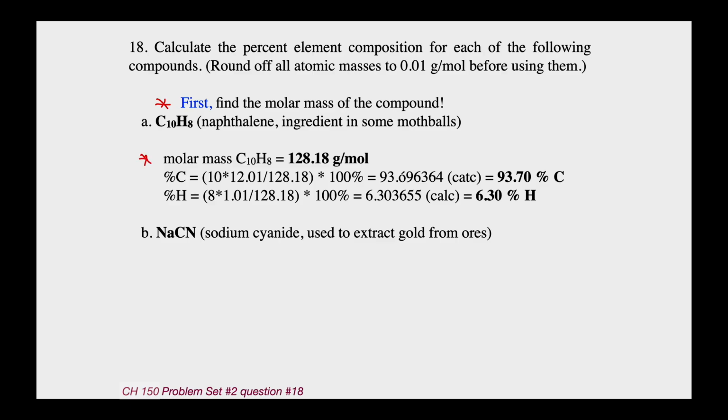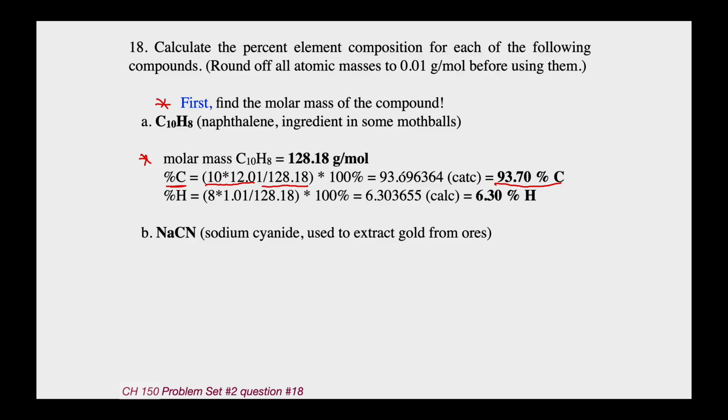So when you're doing, for example, percent carbon, the 128.18 goes on the bottom, and the amount of the carbon goes on the top. So 10 carbons, 10 times 12.01, that goes in the top. Molar mass of the whole thing on the bottom. This comes out to be 93.70% carbon. A lot of carbon in naphthalene.